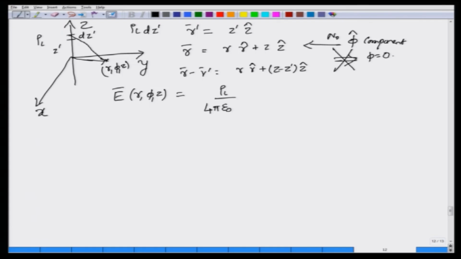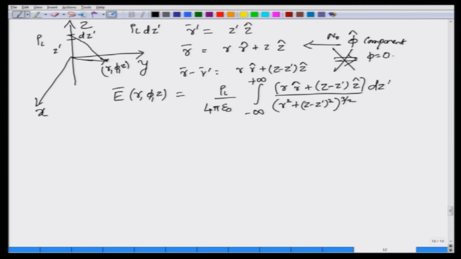I am going to take this constant anyway outside. So, I am going to put that constant outside of the integral first. The integral is going along z direction from minus infinity to plus infinity. And inside I have r minus r prime by magnitude of r minus r prime to the power 3, right. So, I have r hat plus z minus z prime into z hat divided by r square plus z minus z prime square to the power 3 by 2. Okay. And this entire thing is actually integrated along z prime.